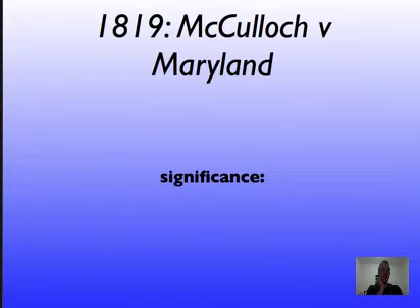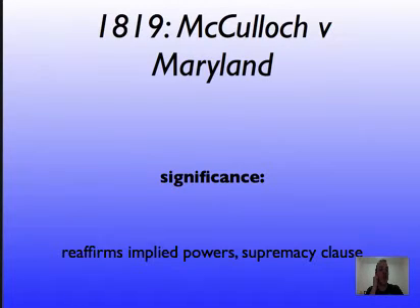So, what does this case mean? It means that the expansion of powers in Congress, the implied powers, hold true. The Supreme Court has agreed with the Federalists. It might be important to note that the Chief Justice, John Marshall, was a Federalist, and that federal law trumps state law. If there's a disagreement between two laws, then federal law trumps state law.